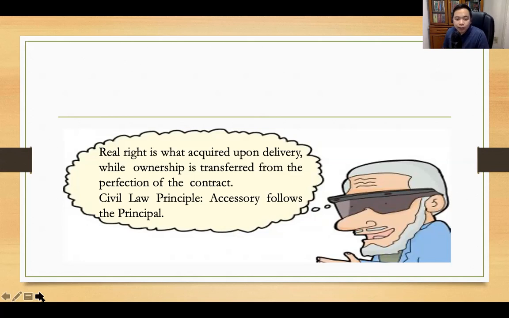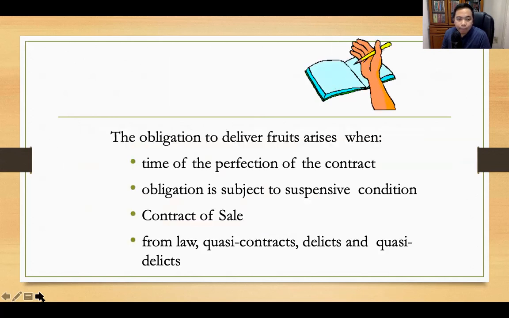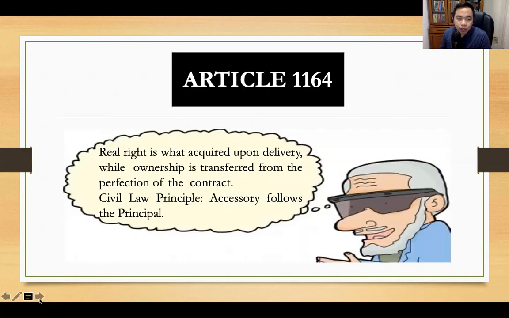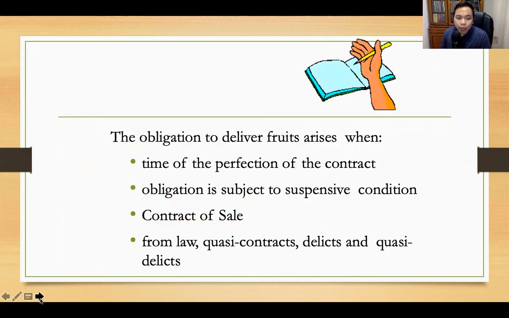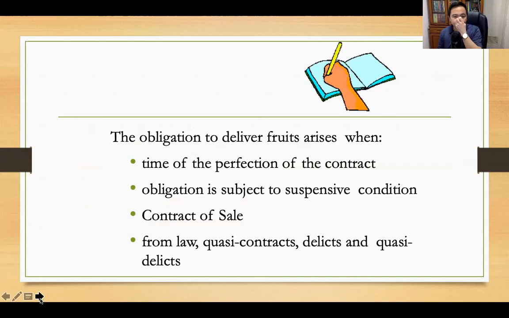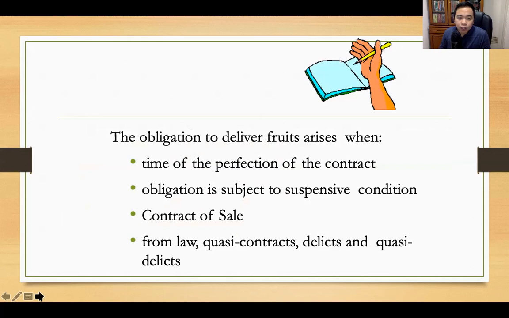Civil law principle, accessory follows the principal. Now, when does the obligation to deliver the fruits arise? This is Article 1164. Kailan, no, when does the obligation to deliver the fruits arise? At the time that the contract is perfected, you are obliged to deliver the fruits.